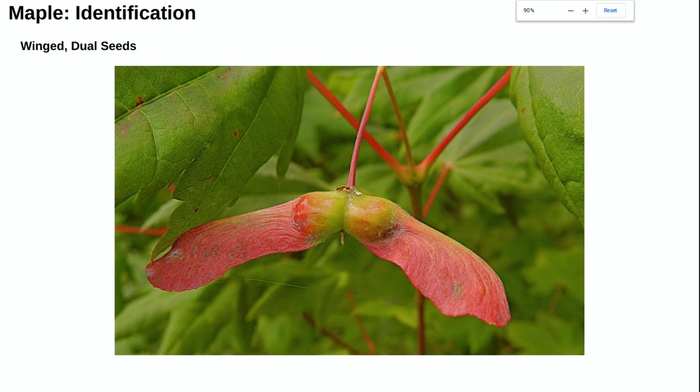Another very useful characteristic is that maples all have winged dual seeds. So there are two seeds that are fused to each other, and those seeds have these wing-like shapes. The botanical term for this type of fruit is a samara. They're dried and papery. They don't always have dual wings, but many of them do have this winged shape. And this is characteristic of the genus Acer.